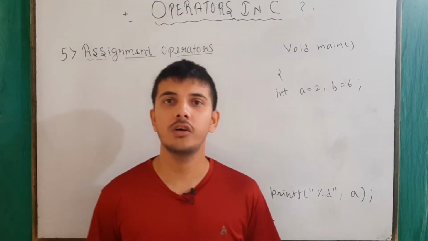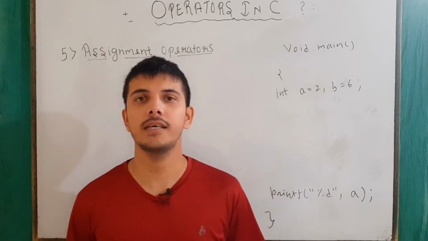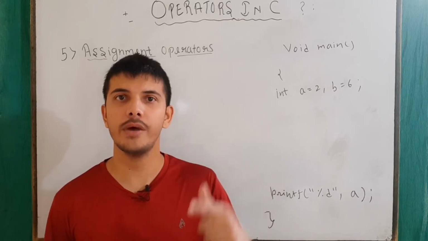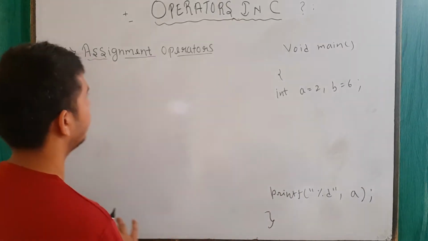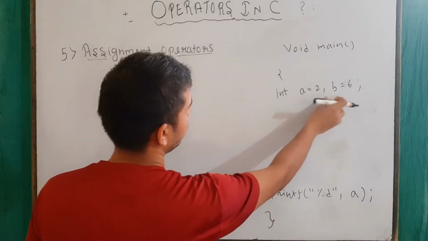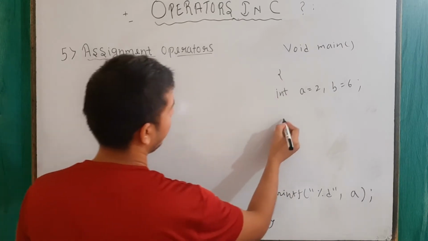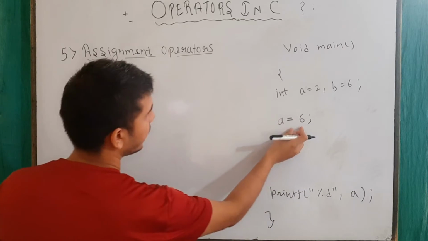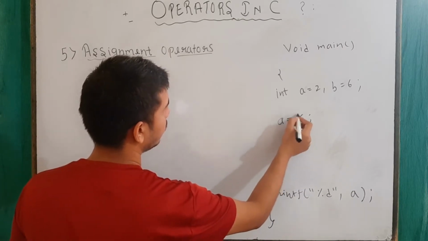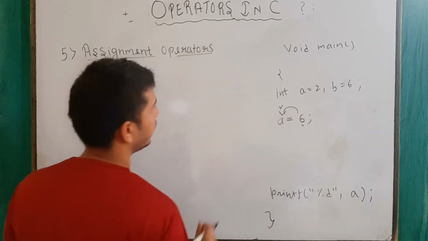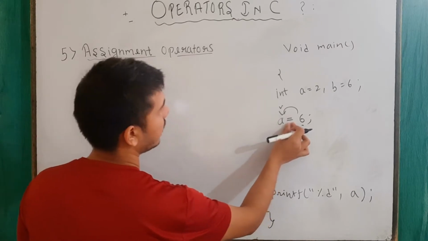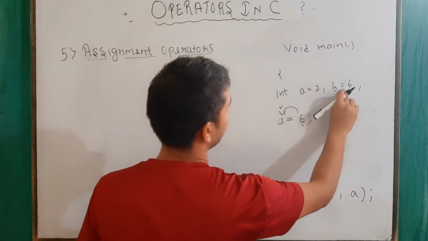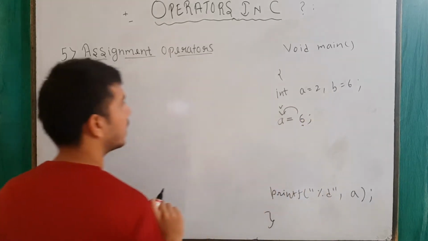Okay, so now let's talk about the assignment operator. Assignment operator means to assign a value to a variable, right? For example, here if I say a equals 2, b equals 6, okay? And if I am doing something like this, a equals 6, now I am assigning a value to a variable, right? So the operator I am using here is the assignment operator. Also here I am using the assignment operator. Also here I am using the assignment operator.